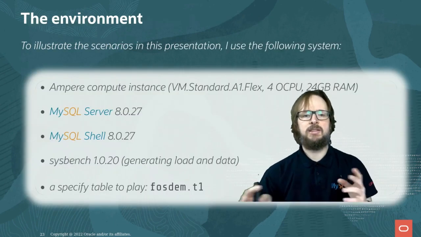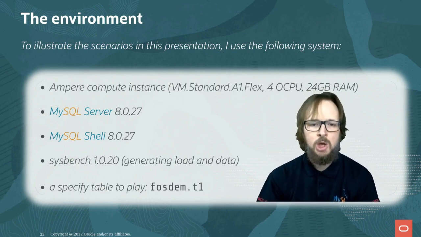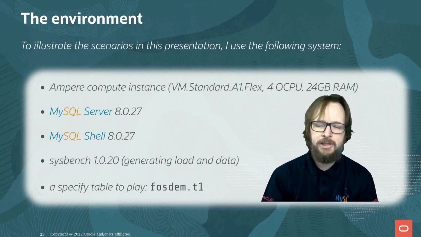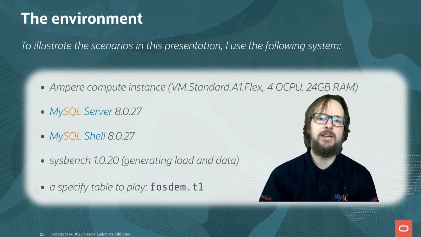So to illustrate all of what I'm saying, we're going to use the following system for this presentation. I'm using an Ampere compute instance. It's an always free instance in OCI, and it's an ARM machine which has 4 CPU and 24 GB of RAM.